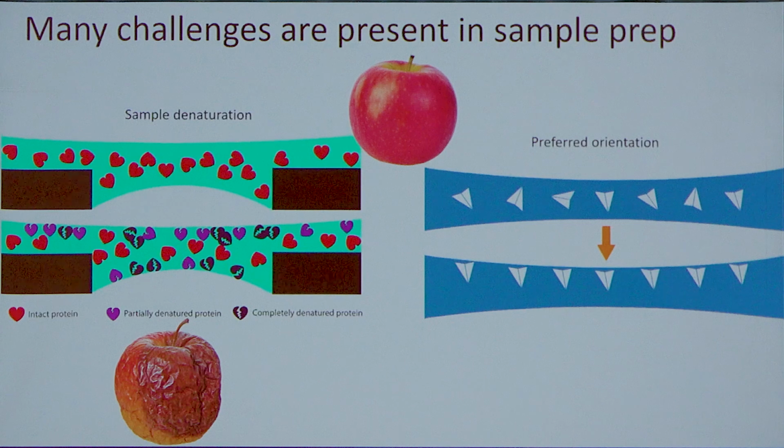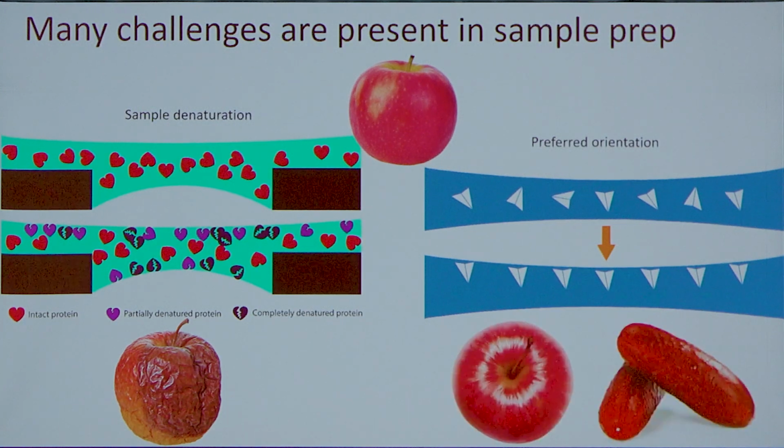Or the other problem the air-water interface creates is it puts all of the samples or proteins in the same orientation. So if you look at them from the top, and you see the top view, you may not be able to differentiate between an apple or a red cucumber. I don't know if that exists or not. So these are the 2 main challenges that we wanted to solve.